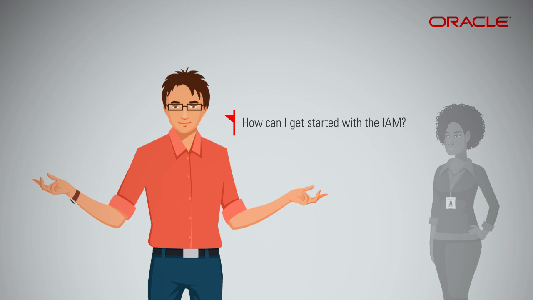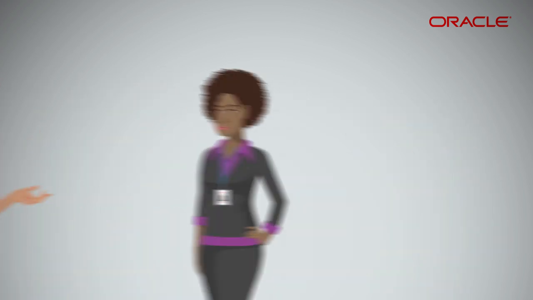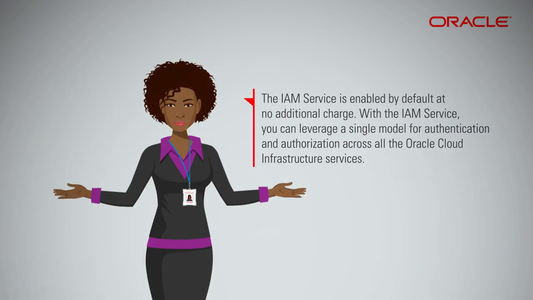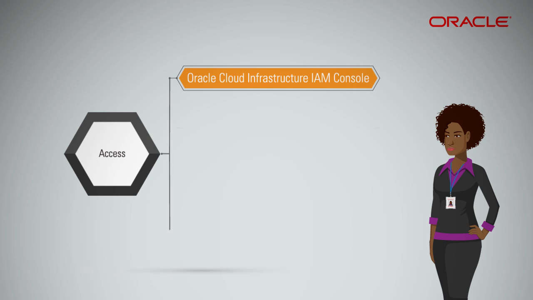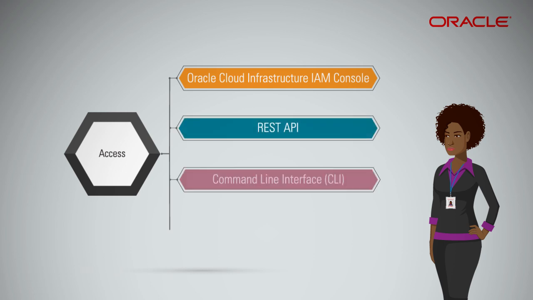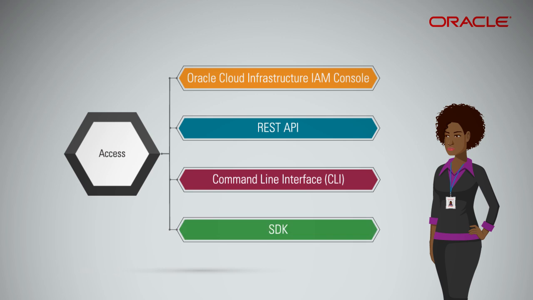How can I get started with the IAM? The IAM service is enabled by default at no additional charge. With the IAM service, you can leverage a single model for authentication and authorization across all the Oracle Cloud Infrastructure services. You can access the IAM service using the console, REST API, Command Line Interface, or CLI, or SDKs.